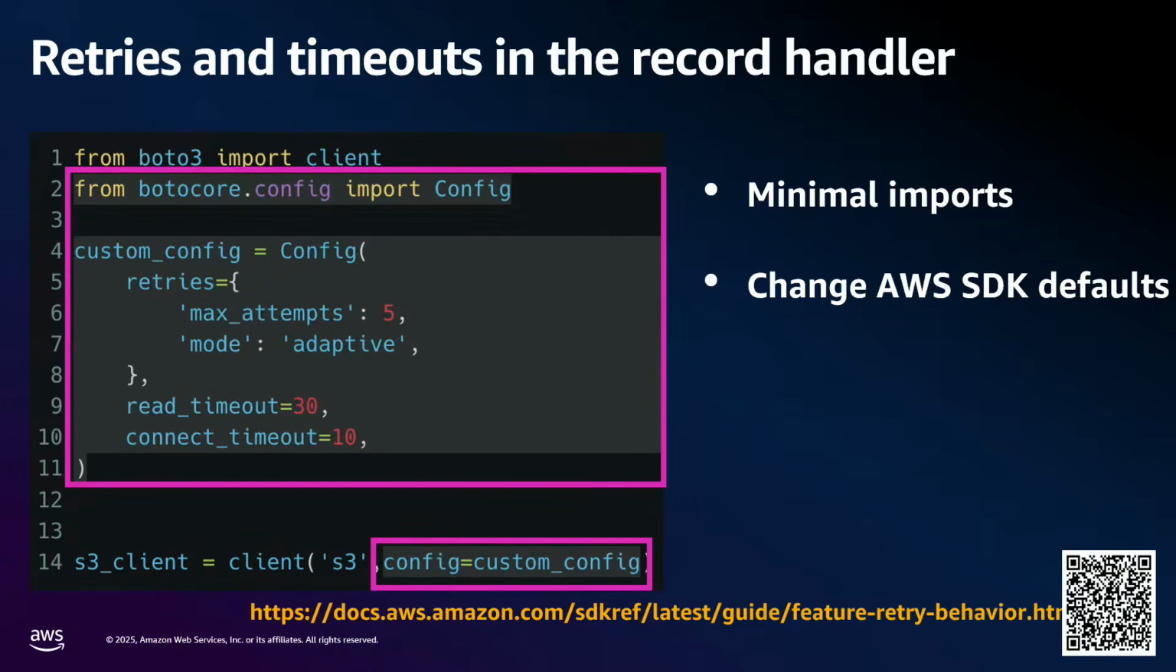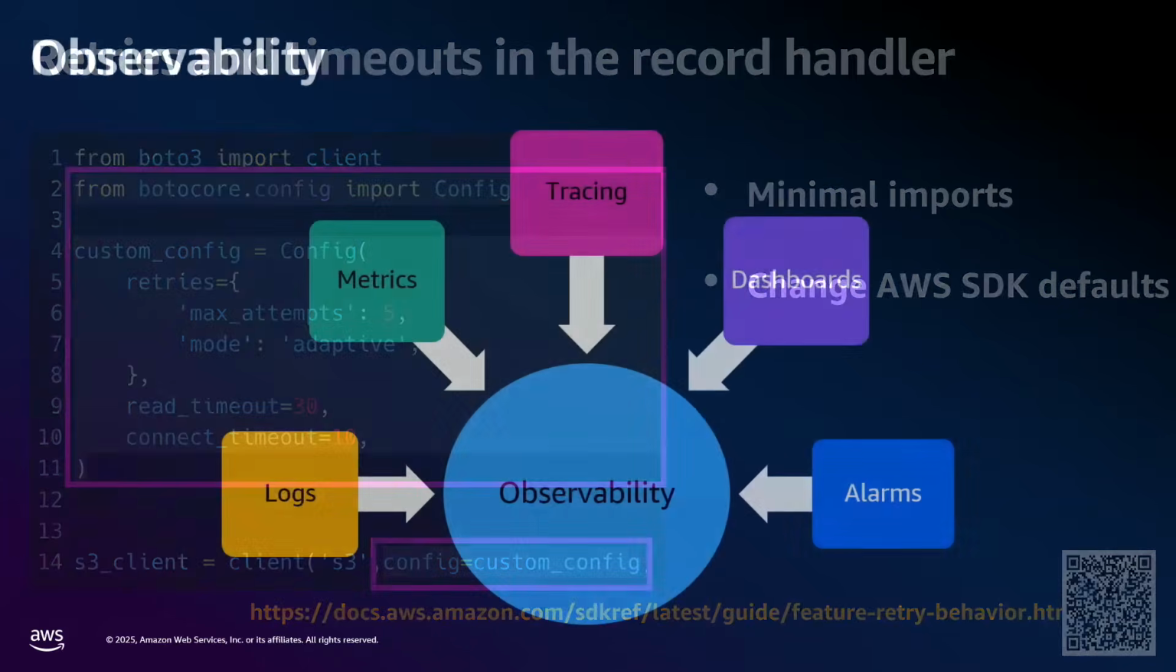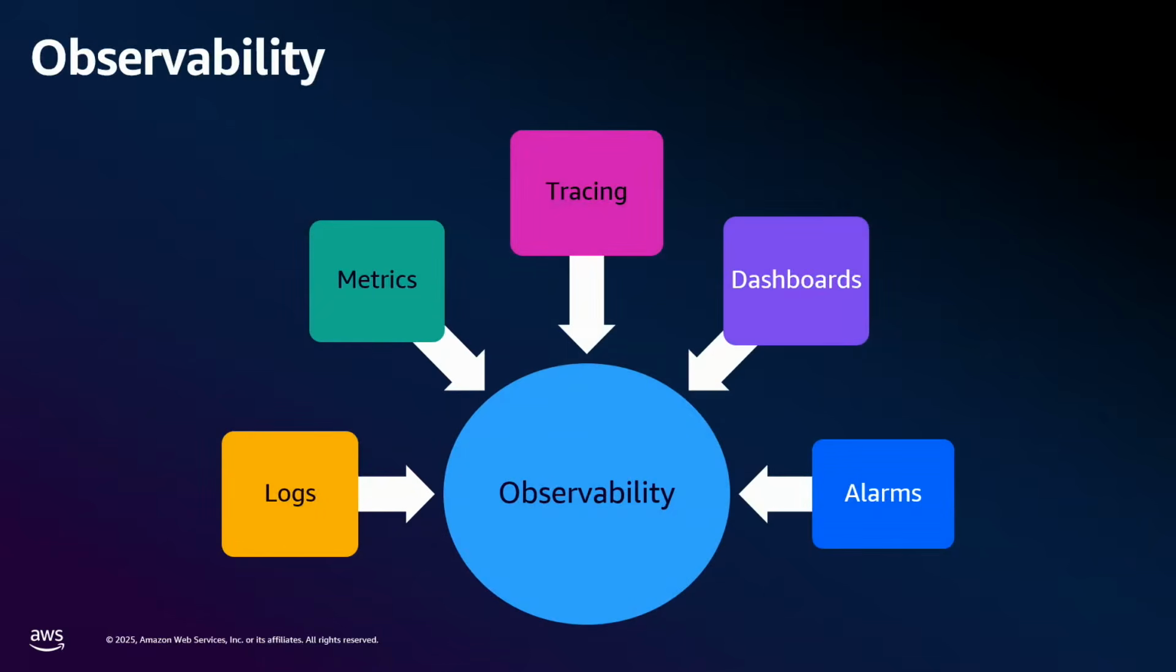And the key point here is the importance of changing the AWS SDK defaults to better match your application's needs. The default retry settings might not be optimal for your specific use case, so it's important that you configure these deliberately for your application. And of course, we also want to have good observability as well, so that we can ask questions about the running of our application and be able to infer its internal state from its external output, things like its logs, metrics, traces, and so on and so forth.